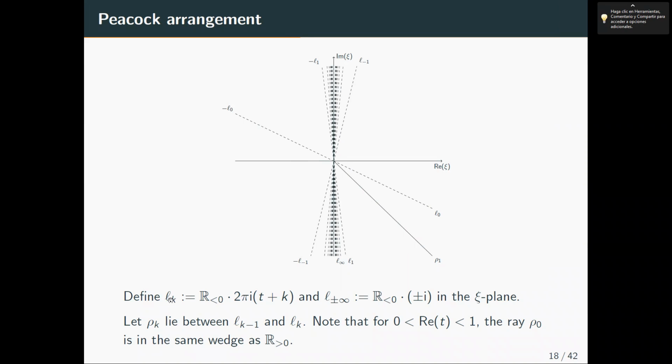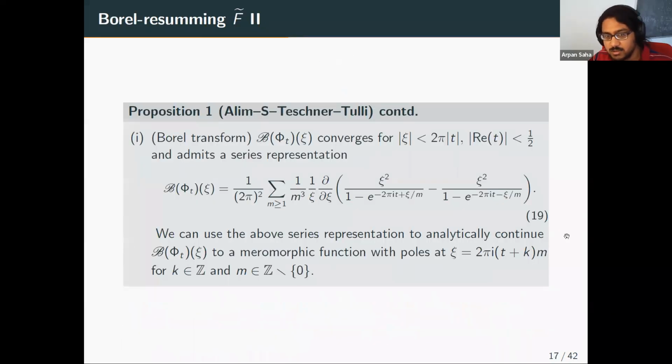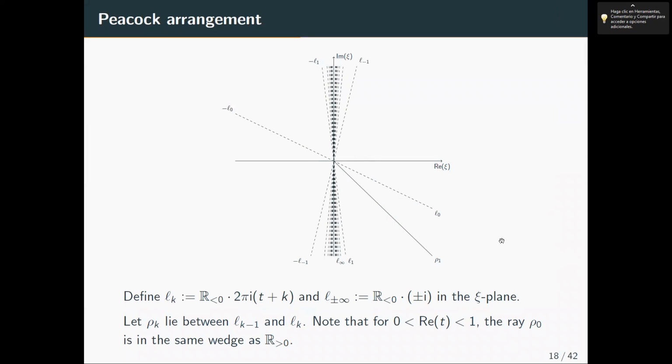How do you define? I mean, okay, the definition is basically this. The poles were of this form, right? So there was this non-zero integer m involved. So I'm basically defining the dotted rays to be 2 pi i times (t plus k) times the negative real numbers. Correct. And so that will give me the dotted rays. So the poles will be lying on these dotted rays. And t plus k would determine the slope of the rays. That's correct, right? Yeah, right.